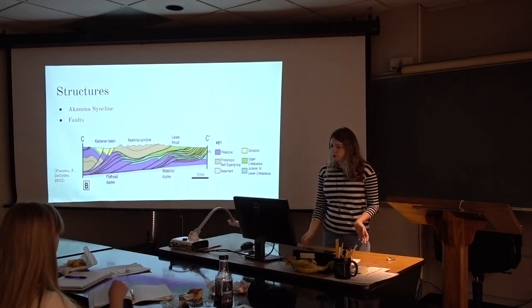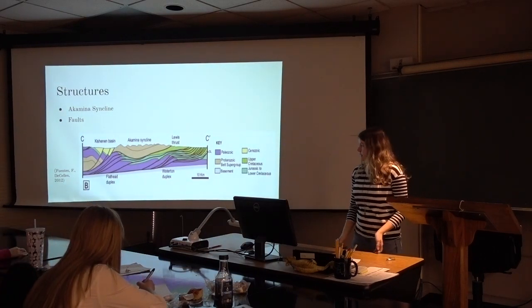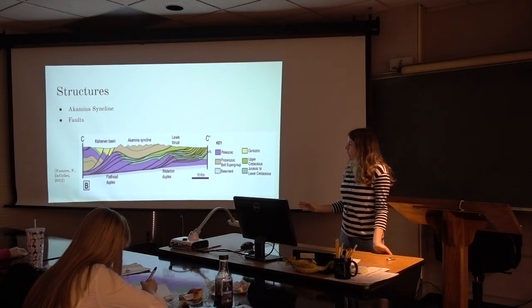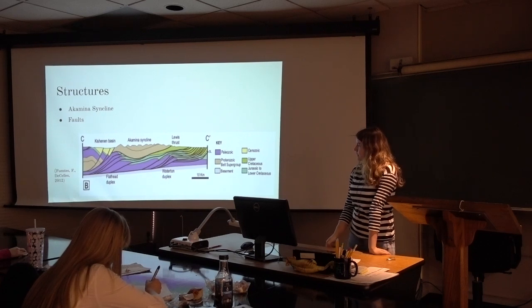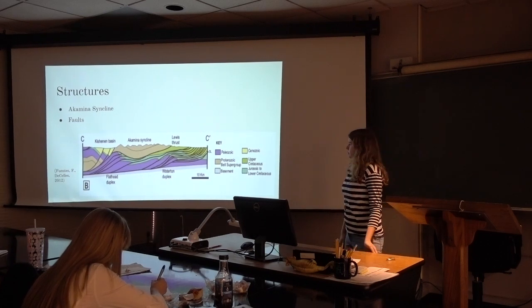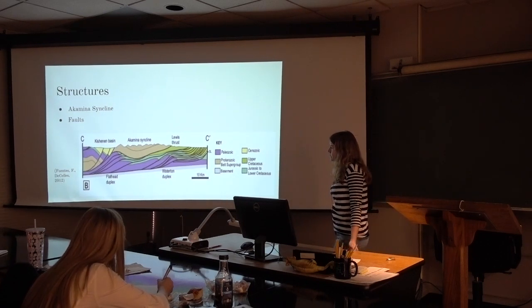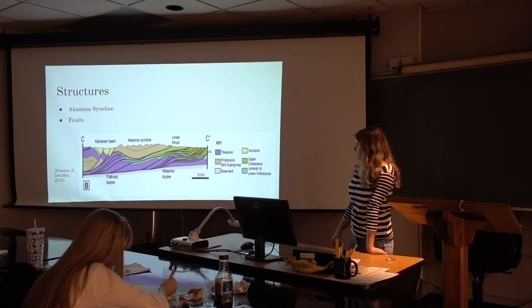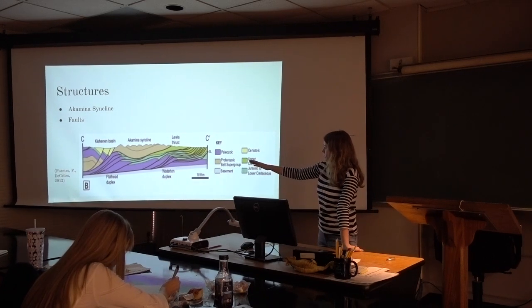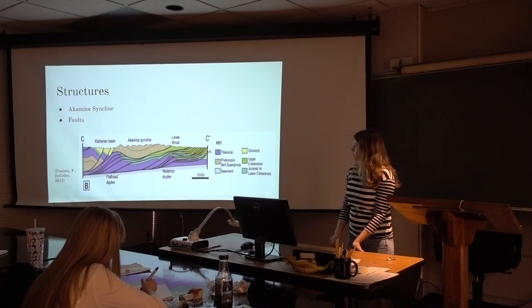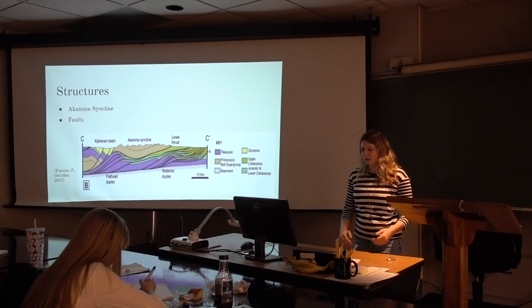And then just some structures. There are lots of anticlines and synclines, and I chose the Akamina syncline because it is in Glacier National Park. It is a shallow dipping syncline, and again you can see the Paleozoic rocks, and then the Proterozoic supergroup, which forms the actual syncline rock.